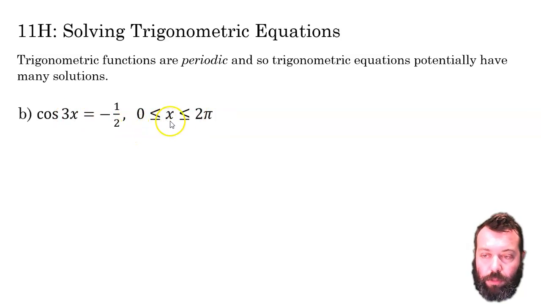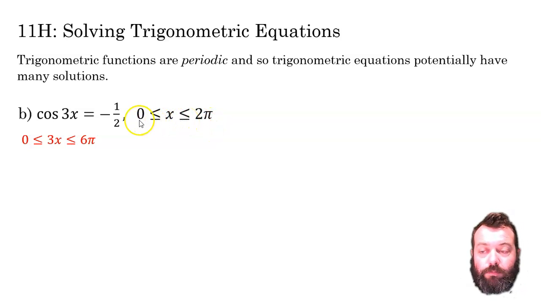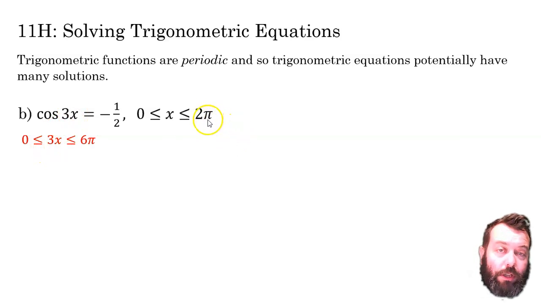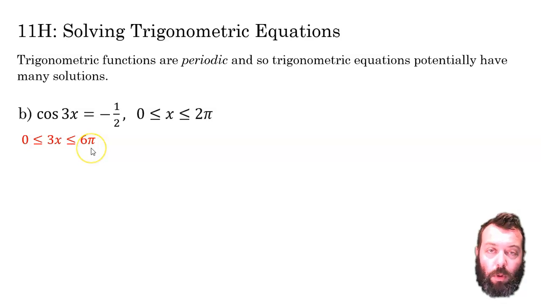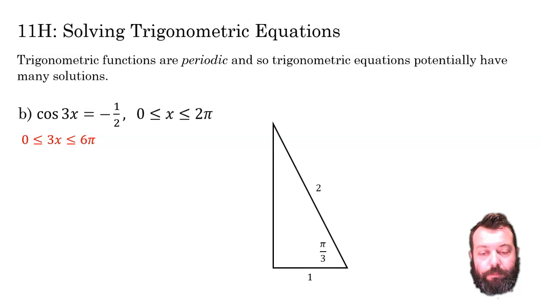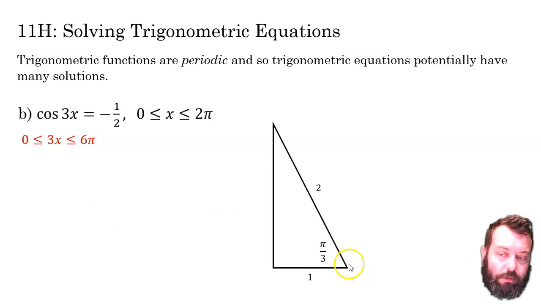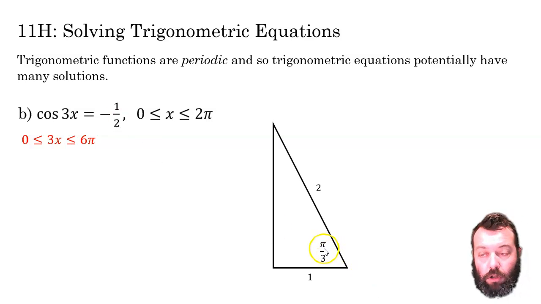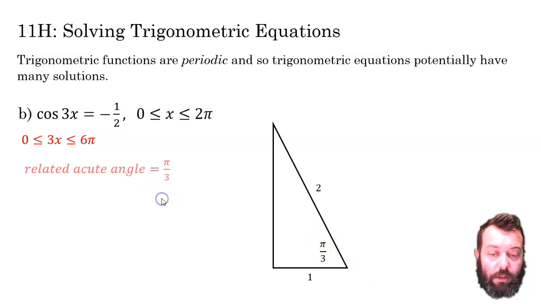Because we're dealing with 3x, I'm going to define the domain with reference to 3x. If I multiply all three terms there by 3, 3 times 0 is 0, 3 times x is 3x, which is what we're dealing with, and then, of course, 3 times 2 pi is 6 pi. So I want solutions where 3x is between 0 and 6 pi. My related acute angle, just as a reminder here, for cos equals negative 1/2 is pi over 3 and second and third quadrants.